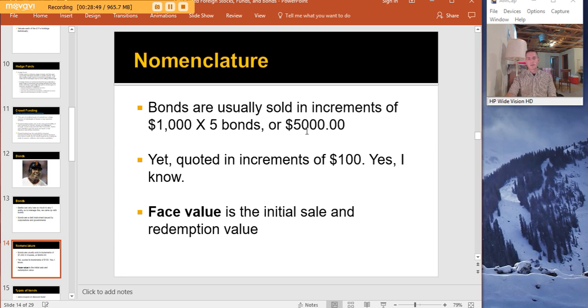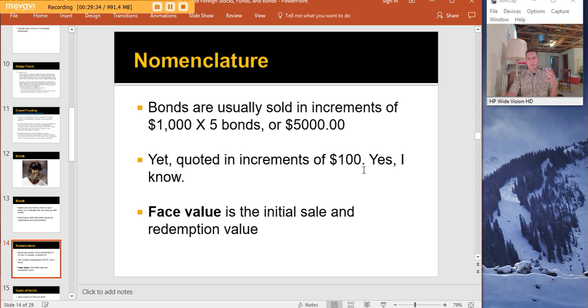Now, I know it's a little goofy. It gets worse, though. Bonds are actually quoted in increments of $100. Okay, so for a face value of $1,000, it's quoted. You just have to move the decimal place 1 over and then multiply it by 5 to figure out its actual value or what you can buy it for. Which I know is sort of frustrating and confusing. But that's the way it is. So typically, again, they're sold in increments of 5 bonds times $1,000 and quoted in the hundreds. The face value would be the initial sale and redemption value of that bond.